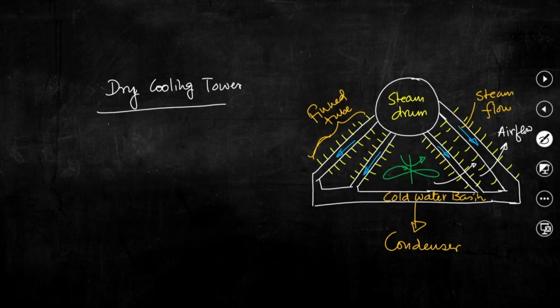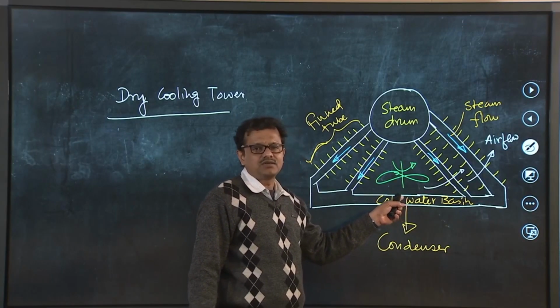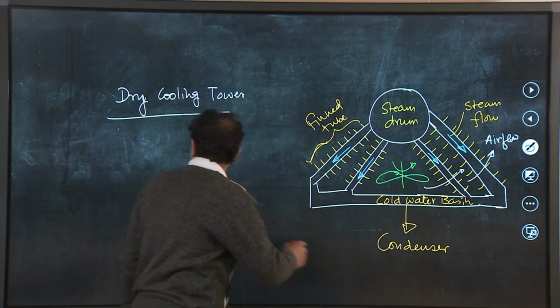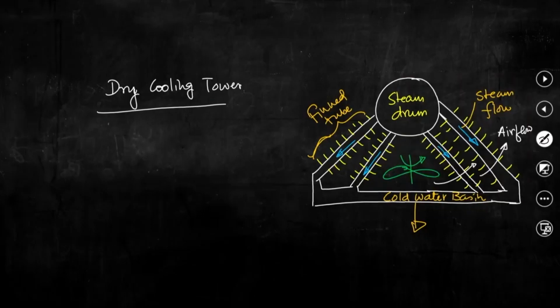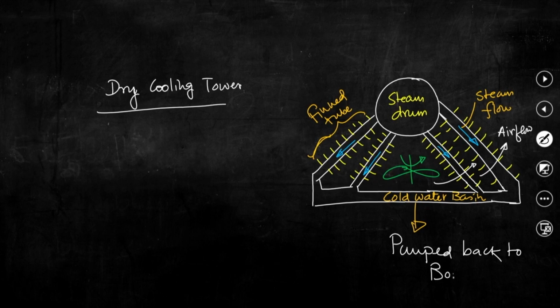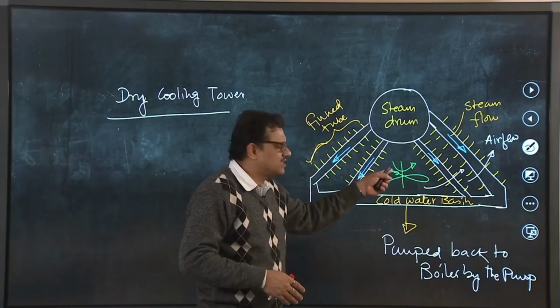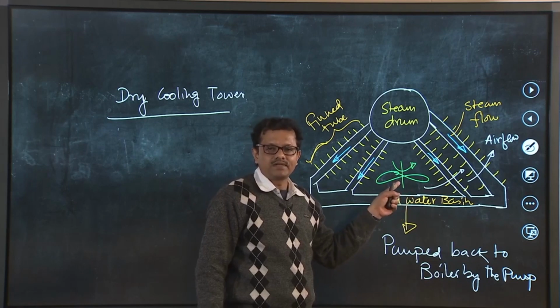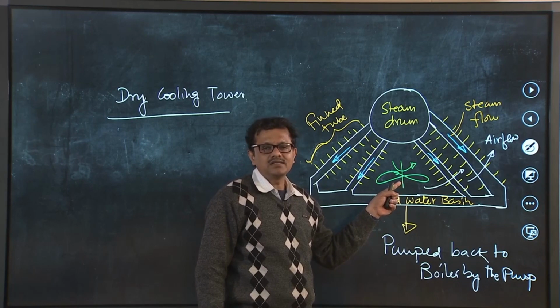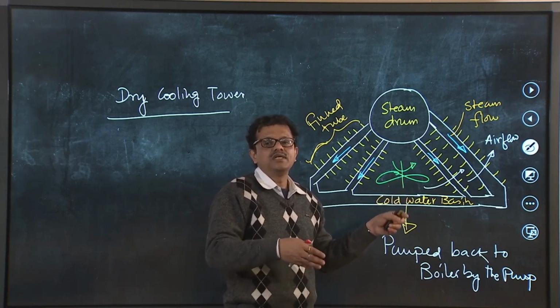Essentially you will be collecting cold water, that means the condensate, and this condensate will be collected and pumped back to the boiler by the pump. Now, since the heat exchange is not that efficient, the temperature of the condensate will be a little more, and that will increase the turbine back pressure. If the turbine back pressure is more, we have discussed in the last class that specific work output will be less and it will reduce the plant efficiency.